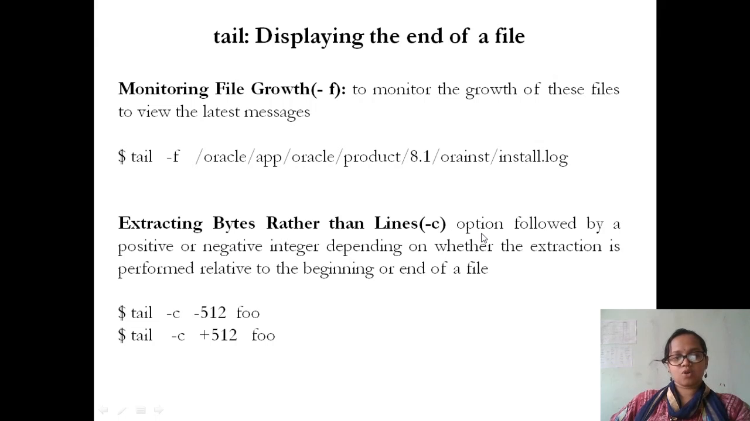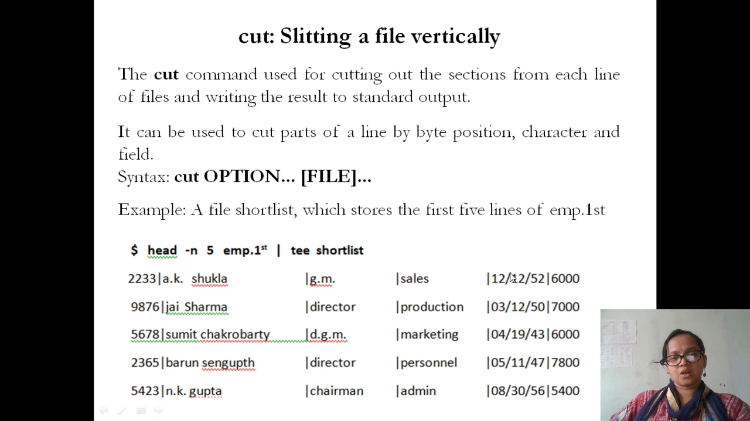For that, the -c option will help you, followed by a positive or a negative integer depending on whether the extraction is performed relative to the beginning or the end of the file. It depends on whether you have started the extraction at the beginning or at the end of the file. You can see tail -c -512, that is the file name. So this is how you can give it, either at the beginning or at the ending of the file. So next command we are going to deal with is the cut option.